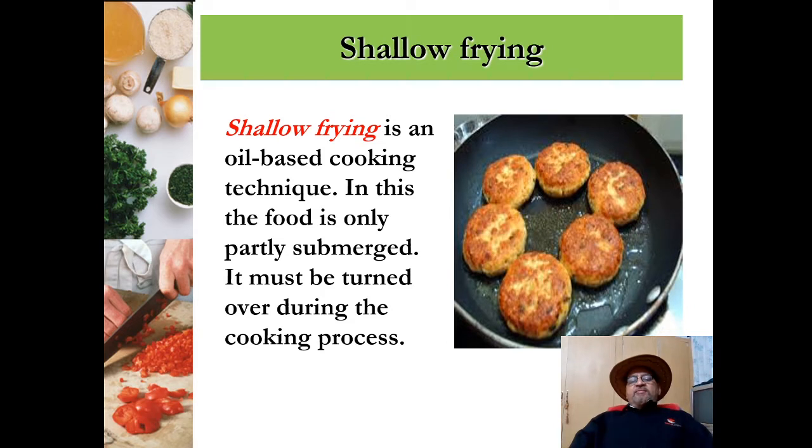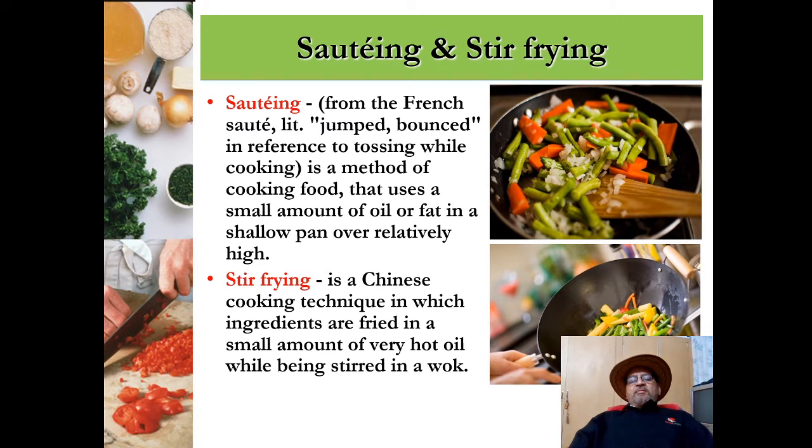Shallow frying. And sauteing and stir frying. These are the three types of frying. Saute means to toss. Sauteer. And stir frying is to toss and to stir. So keep moving the vegetables, meat, chicken, fish, poultry in the wok or in a sauteuse.